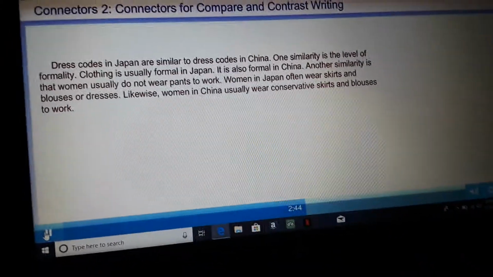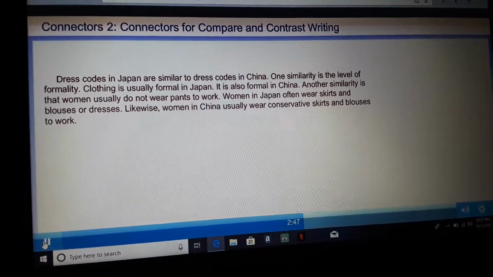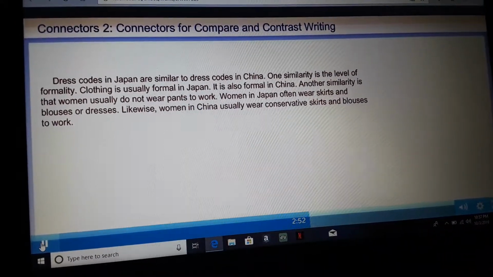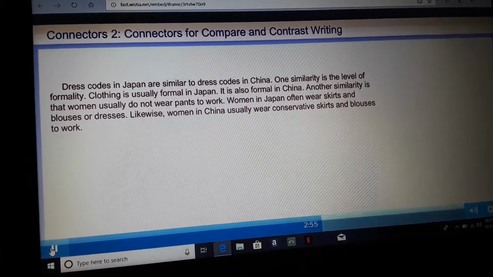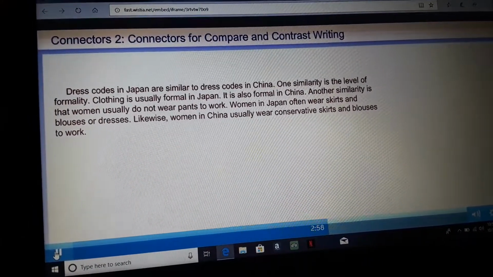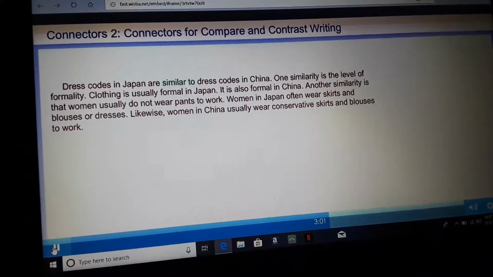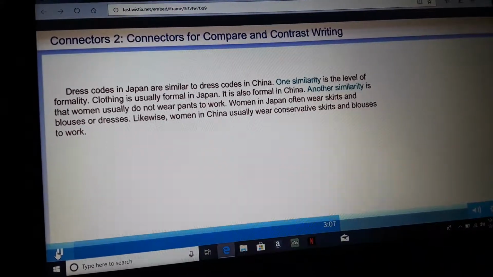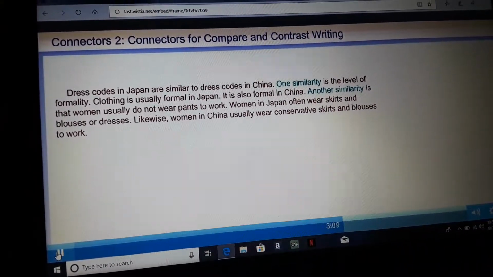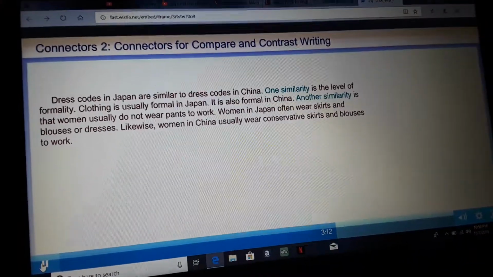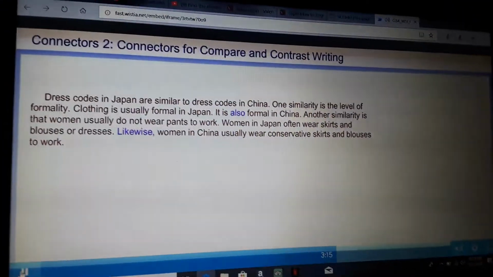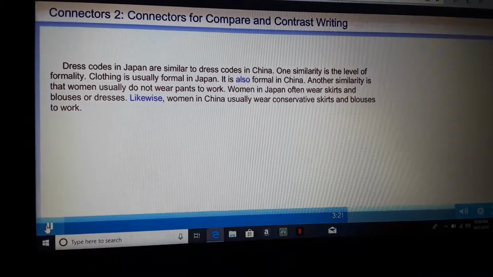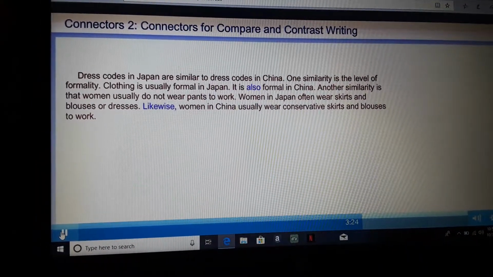Now look at these sentences from a comparison essay that shows similarities between dress codes in Japan and China. Look at the connectors the writer used to make the writing more coherent. Similar to links ideas within a single sentence. One similarity and another similarity, transition phrases, introduce new information. Also and likewise, connectors that are not transition words, link ideas between sentences in this example.